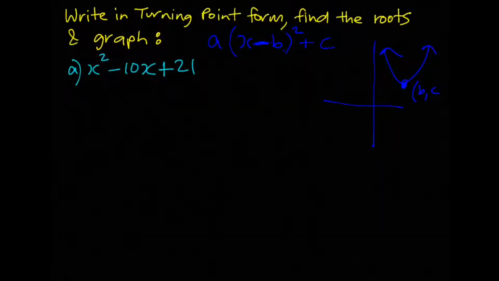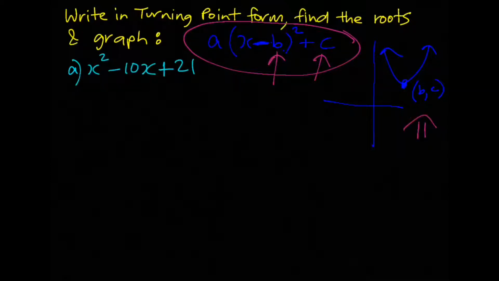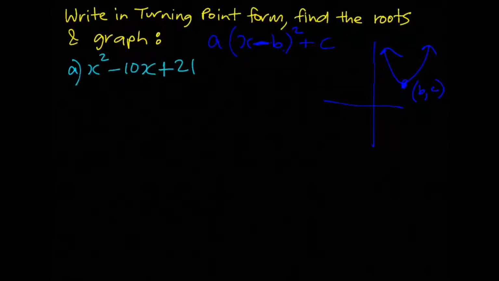So for this exercise we want to write each of the quadratic formulas in turning point form, find the roots and graph. So this is the equation in turning point form. Every quadratic can be expressed in this form, and the value of b is your x value for the turning point and c is your y value. So this is what it looks like graphed. To do this we use the completing the square method.